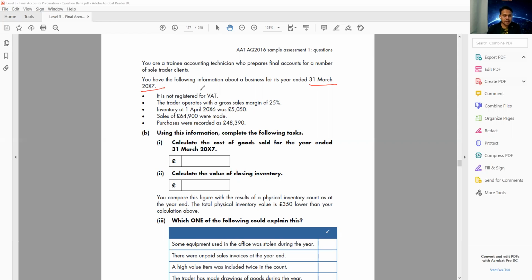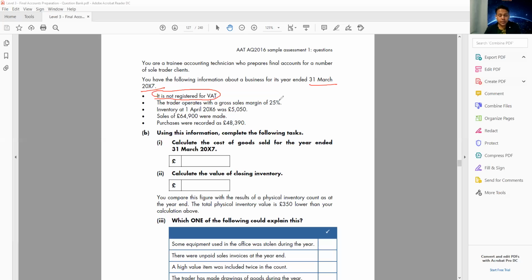Okay, so let's have a look. The year ended is 31st March 2007. It is not registered for VAT, so you don't have to worry about the VAT, because the question said the business is not registered for VAT. The trader operates with a gross margin of 25%. So that means gross profit is 25% on sales.